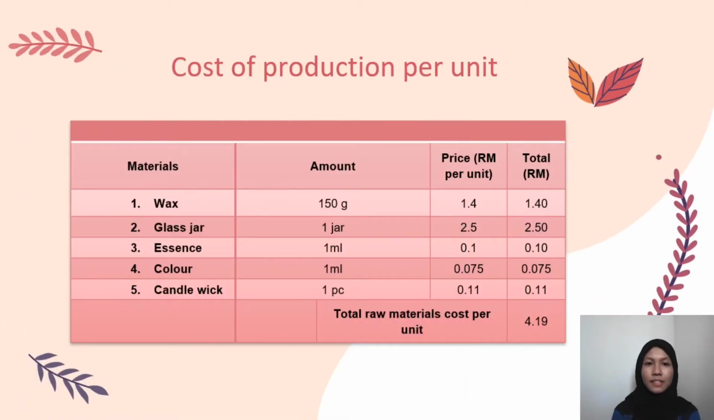So this is the cost of production per unit. Wax is 1 ringgit 40 cents. Secondly, glass jar for 2 ringgit 50 cents. Thirdly, essence for 10 cents. Color for 0.075 cents, and the last is candle wicks for 11 cents. And the total raw material cost per unit is 4 ringgit 90 cents.